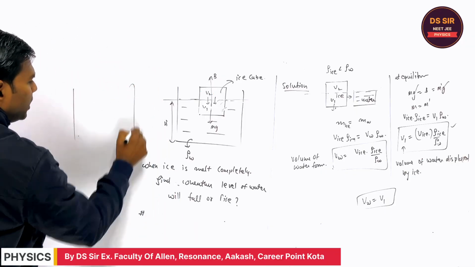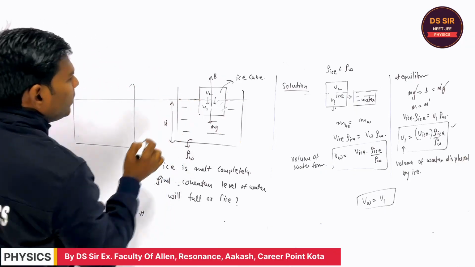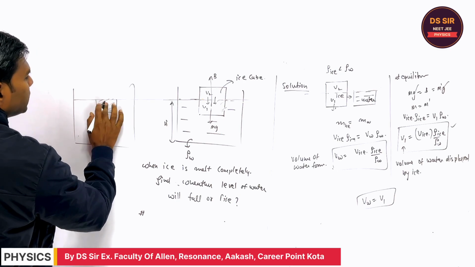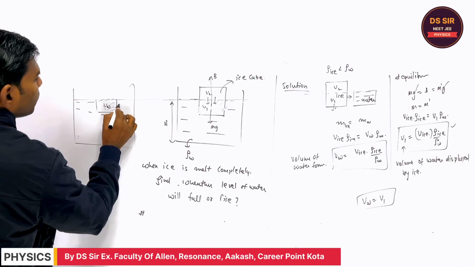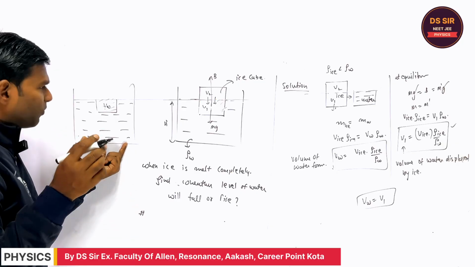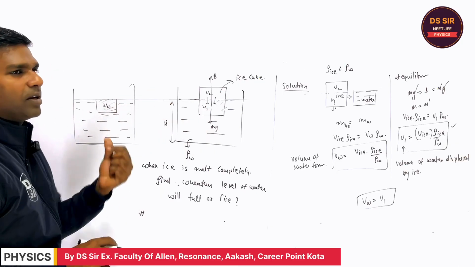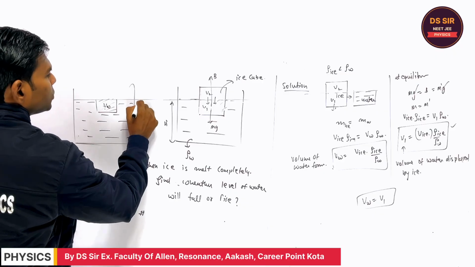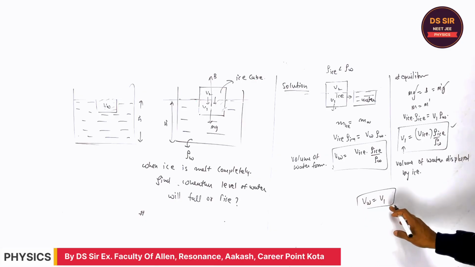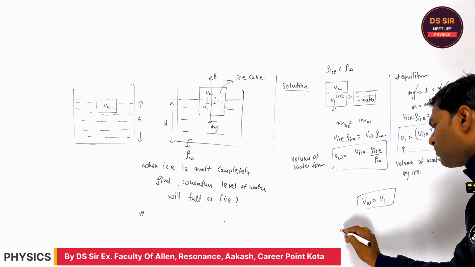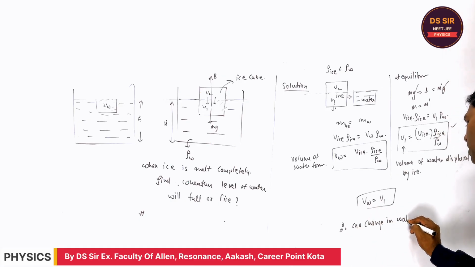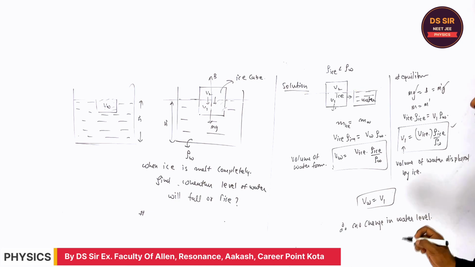Both are equal. So what will happen? When the water is forming, the level will remain the same. The volume occupied by the water formed is the same as this V1. So there is no level change, because the volume of the water displaced is equal to the volume of the water formed. Therefore, no change in water level. You understand? This is a very important thing.